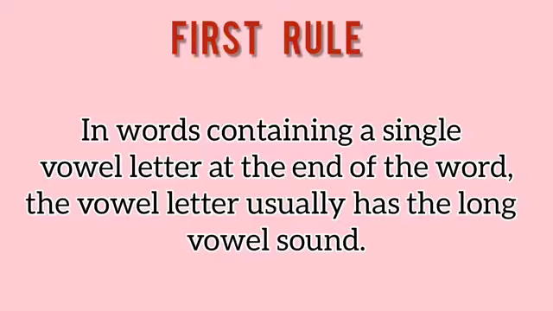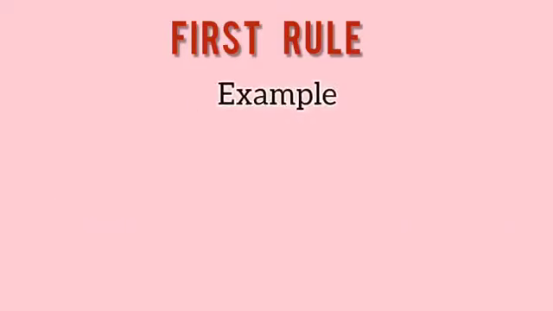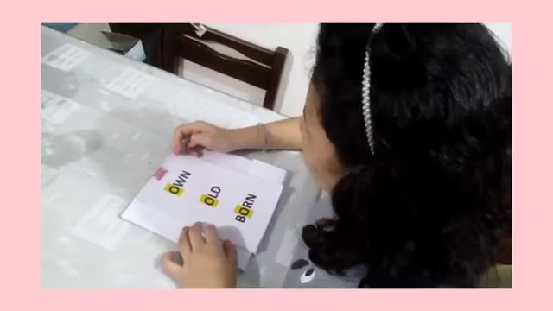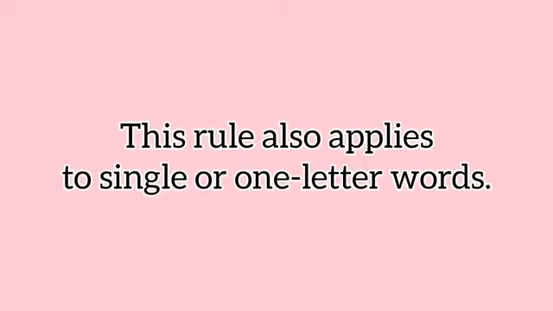Note that this rule refers to words and not just syllables. For example, the words own, old, and born. These words have single vowel letters, which makes the sound of the vowel long. Here is my grade 3 learner to demonstrate the pronunciation of the words. Own, old, born. As you saw, the vowel O has a long sound since it is the only vowel present in the word. This rule also applies to one-letter words, and the only one-letter words in English are A and I, which have long vowel sounds. Here again is my learner to demonstrate how to pronounce the one-letter words in English.